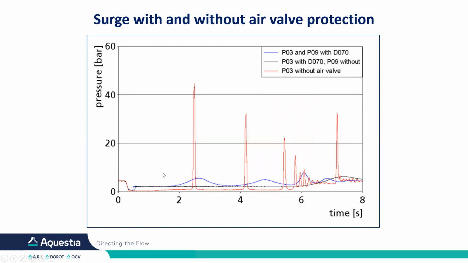Okay, so the graph shows in red what you've just seen in the movie, without any protection. You see more than 40 absolute bars. Okay, very high. With protection, it went down below 10 bars. So you see that big difference between with and without protection. And like I said, it's very easy to prevent those pressure transients by giving the right protection in your system.